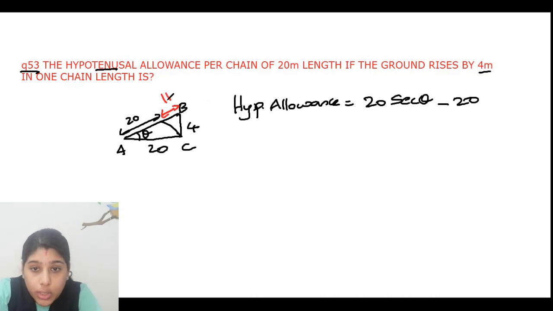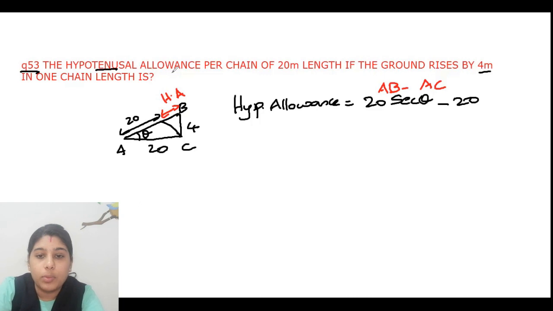So it is the total AB minus AC. Understood? AB in total is 20 sec theta, minus 20. That is what we are going to find.